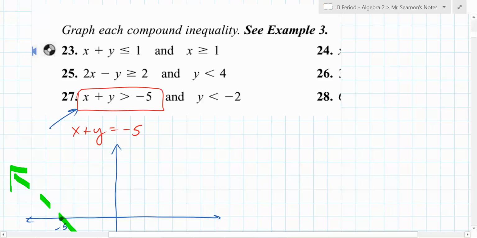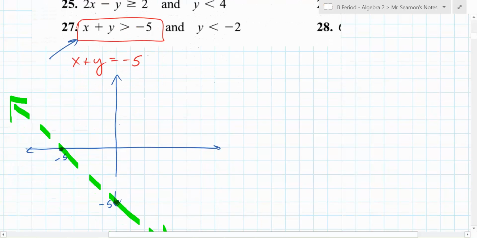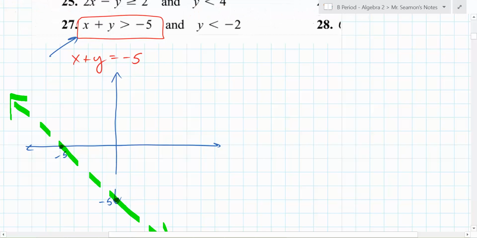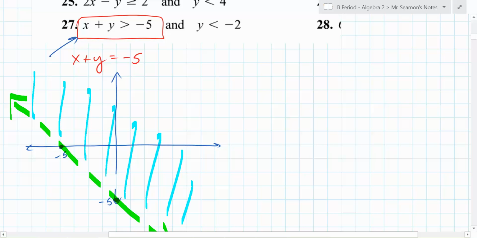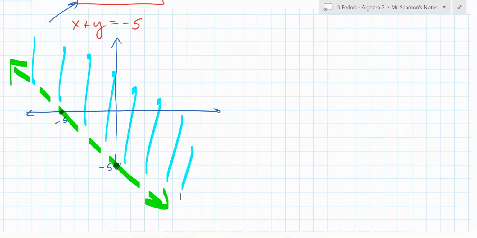Is 0 plus 0 > -5? Yes, it is. So we shade above or below, therefore? We shade above. So let's shade above. So that right there is exactly the same as what we did yesterday. You graph the line, you decide whether it's dotted or solid, and then you pick a point to test. If you can use 0, 0, use it. If not, pick a different point.